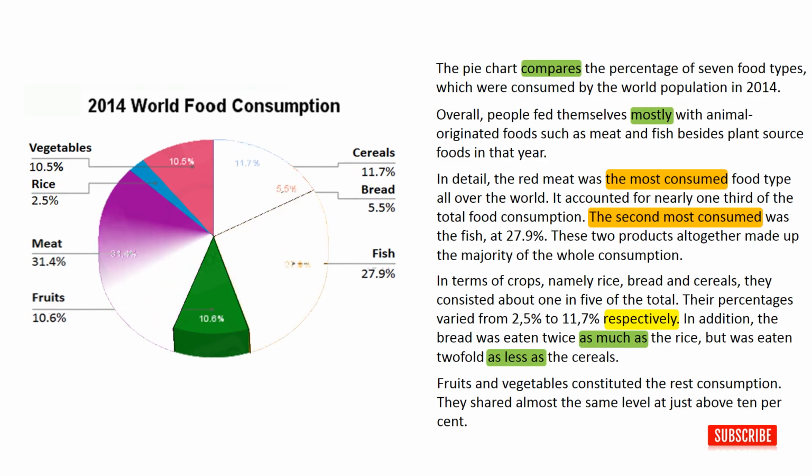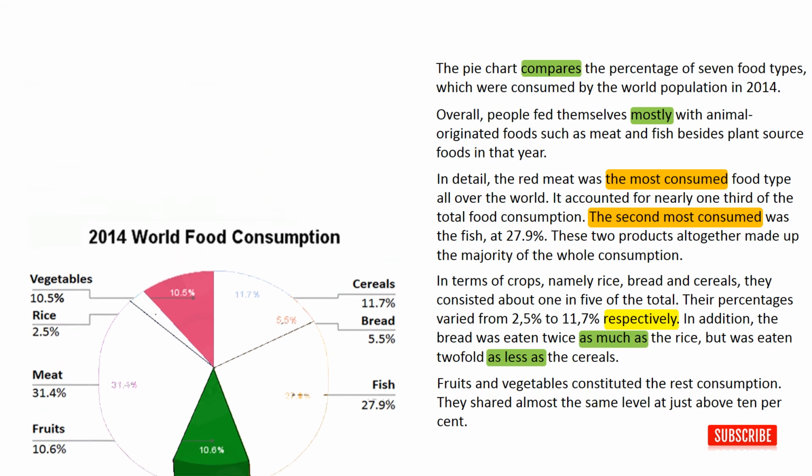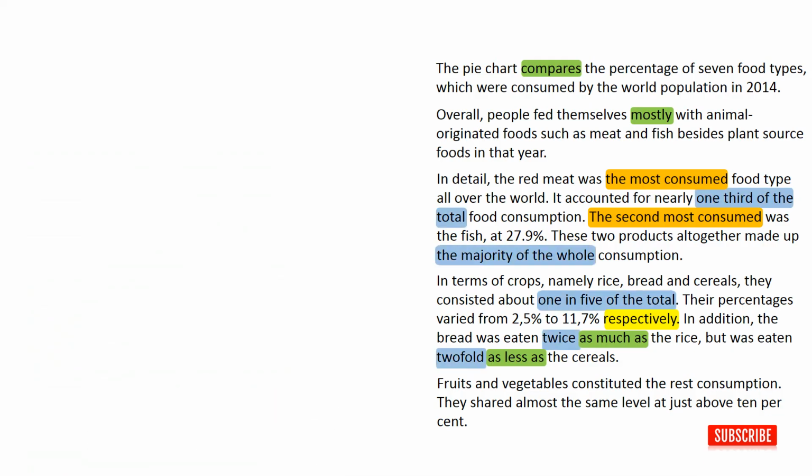Fruits and vegetables constituted the rest of the consumption. They shared almost the same level, at just above 10%. There is some useful vocabulary to tell the percentages in a different way.